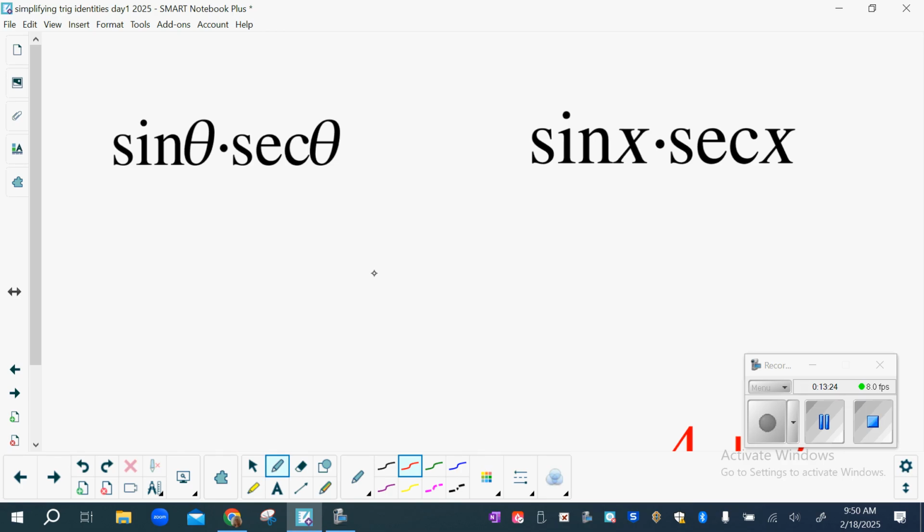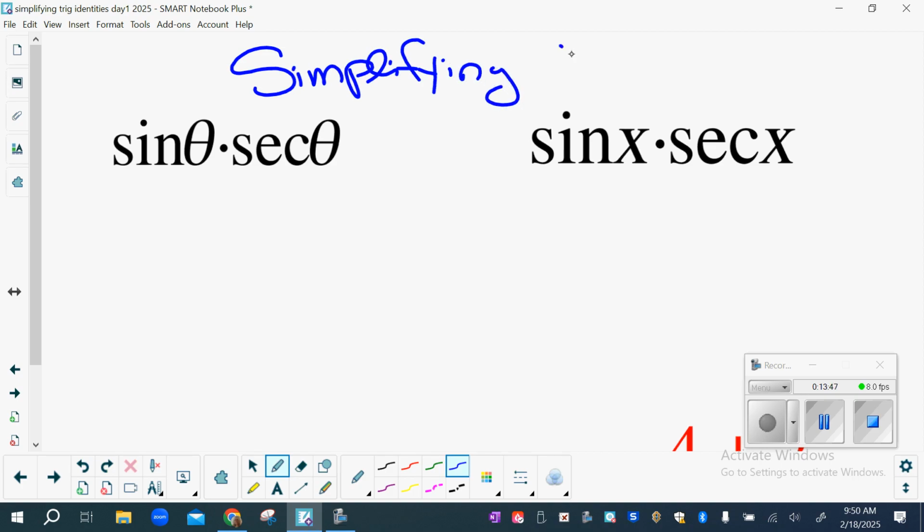And I might even be lazy enough to just go sine times secant, right? I'm that lazy. But here's the game that we're going to play for the next week. What we are doing, and you want to put this on the top of your note paper, we are doing what's called simplifying trig identities.